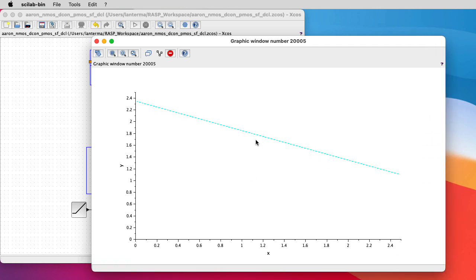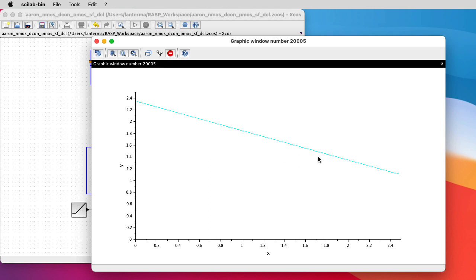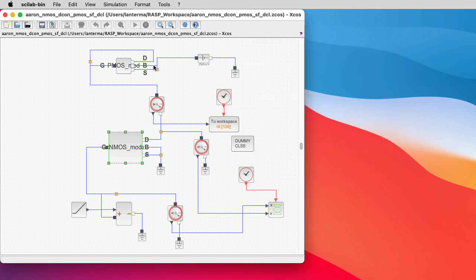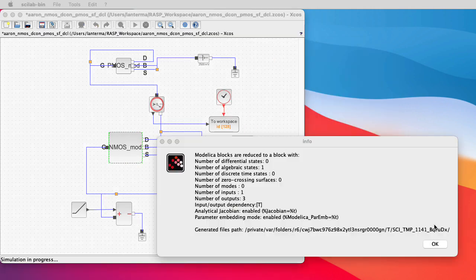I'm not going to bother to measure this in a whole lot of detail, but that looks more or less like a slope of 1/2. Or I guess I should say a slope of minus a half. Okay, let's see what happens when I set both kappas to 1. Simulate that.